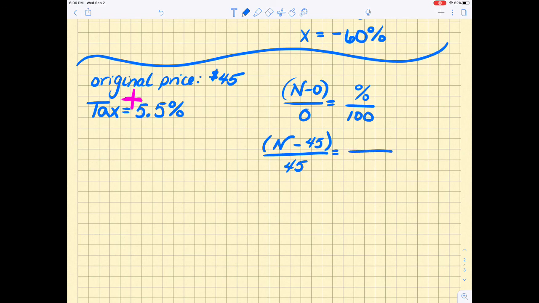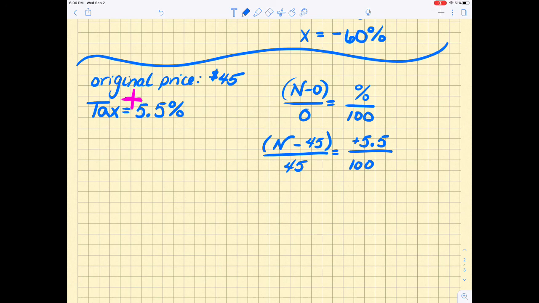This time we keep the 100 as always. And this time we were told the percent of change, and it was positive 5.5. Now the reason we can leave it as 5.5 is because it's already over 100. So we don't have to change that. We already have the 1 per 100 right there. Okay, now this is going to take a little more algebra. We're going to cross multiply and we're going to solve this.